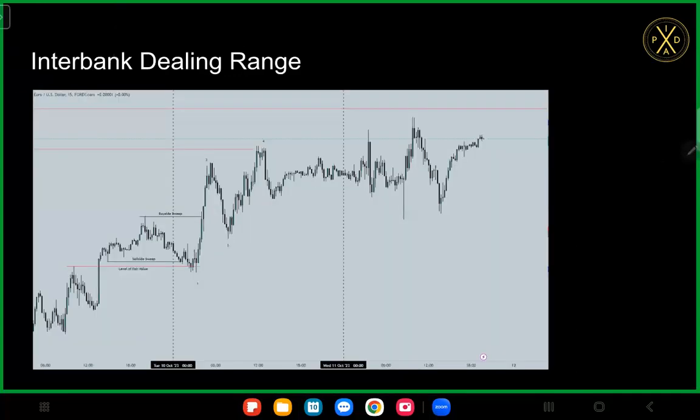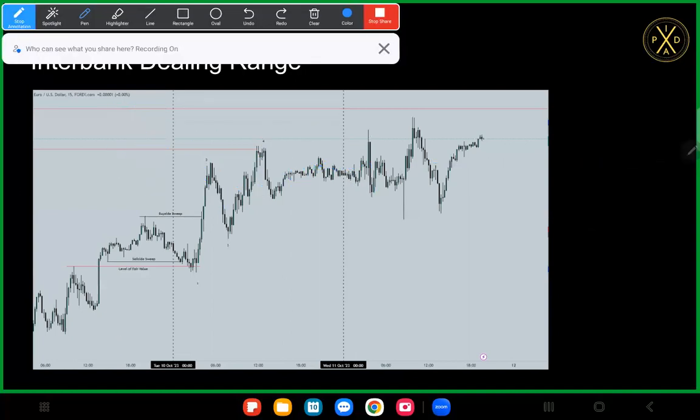All right, so now let's talk about the intrabank dealing range. So the intrabank dealing range, all that is just a sweep of buy side and sell side liquidity. All right, so when we sweep both buy side and sell side liquidity, what's happening is we're creating a balanced price range.